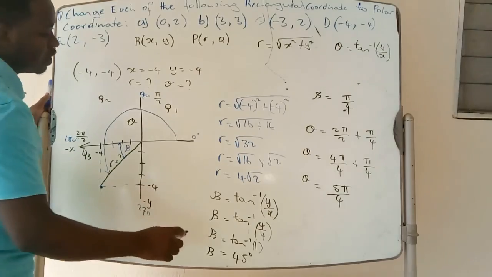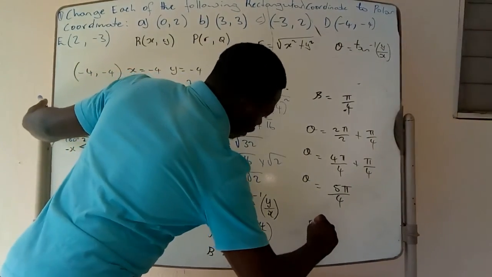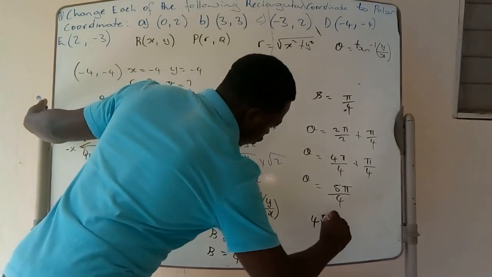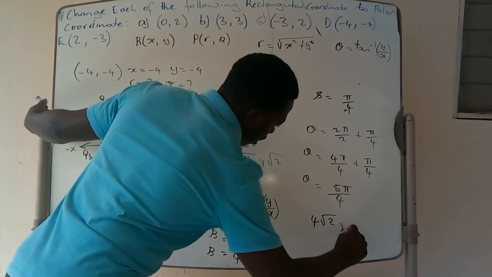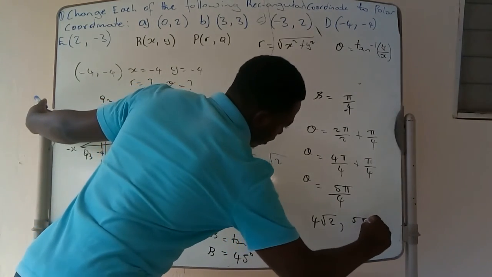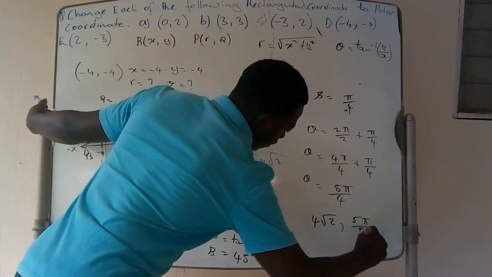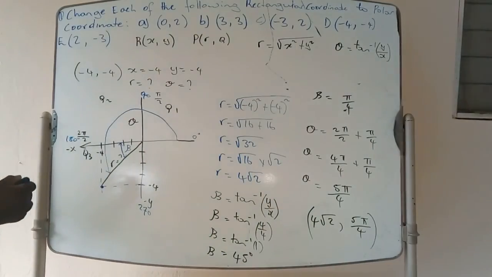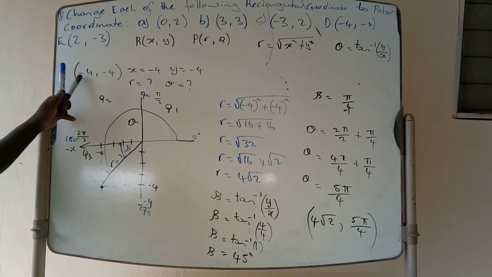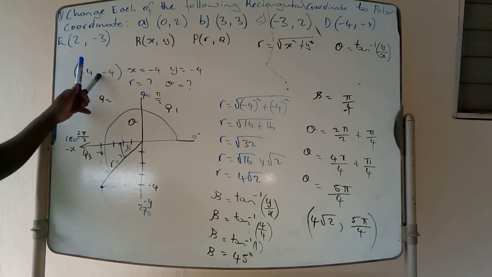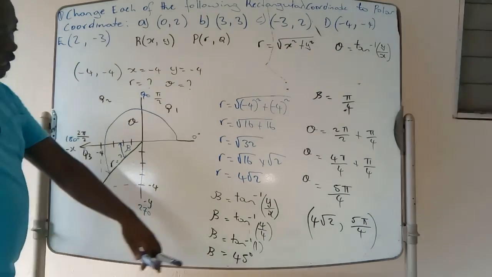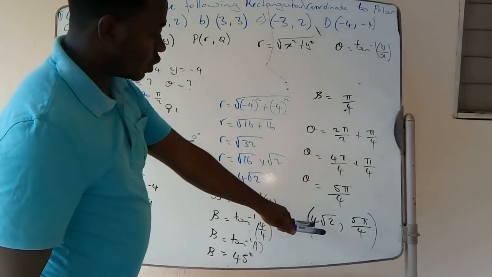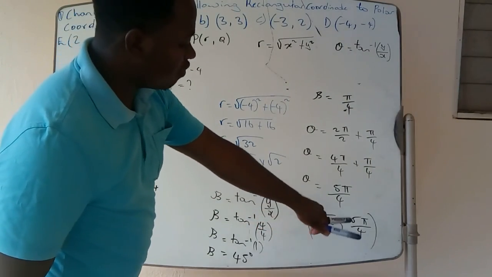So this coordinate here is 4 root 2, comma, 5 pi over 4. So when we convert negative 4 comma negative 4, that gives us 4 root 2 comma 5 pi over 4 in polar.